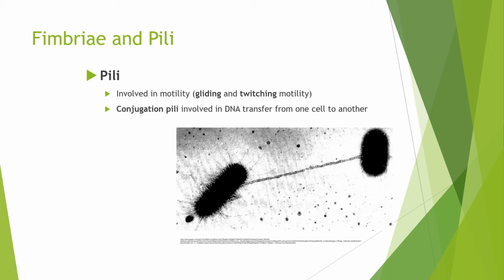Some bacteria have what's known as pili, and those pili are a bit longer compared to the fimbriae, and they are involved in motility, so they can help the bacteria move. Another thing is that pili can help the bacteria transfer its own DNA to another bacteria. So let's say here are two bacteria. Notice how they're both sticking out their pili, and their pili could connect and create a bridge between them.